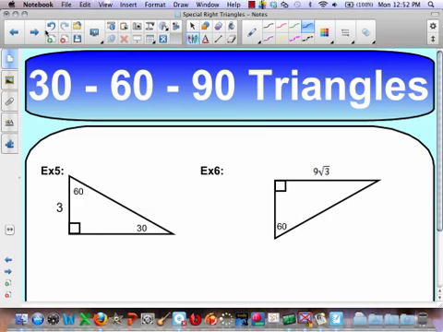How does the hypotenuse compare to the short side? It's twice of it, right? So, what does that make my hypotenuse? 6. What does that make my longer side? 6 radical 9. No. 3 radical 3. It's the short side times root 3, so 3 root 3.